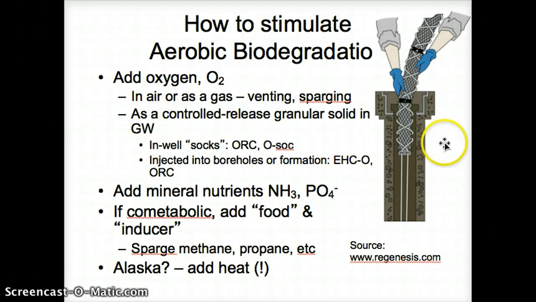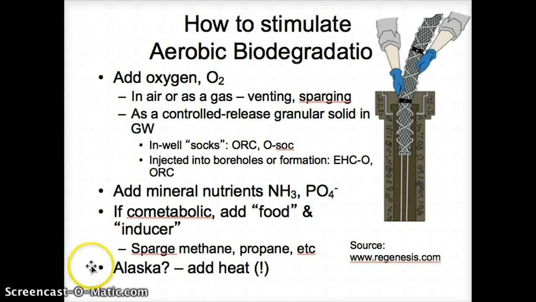This picture here on the right shows an in-well sock by a company called Regenesis. There's a powdered substance in here that can be installed inside the well, and as the groundwater moves through this powdered substance, it releases oxygen to bacteria existing in that soil and groundwater. Bacteria are happy, they can undergo respiration and at the same time metabolize contaminants. So this is one way that aerobic bioremediation can be done.